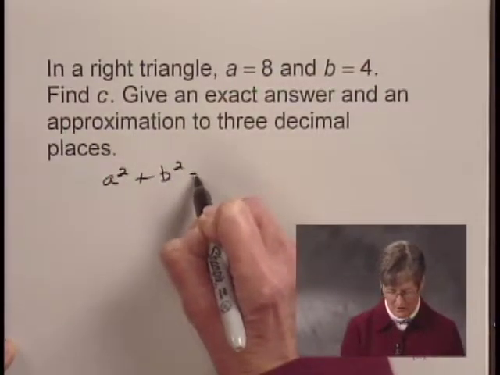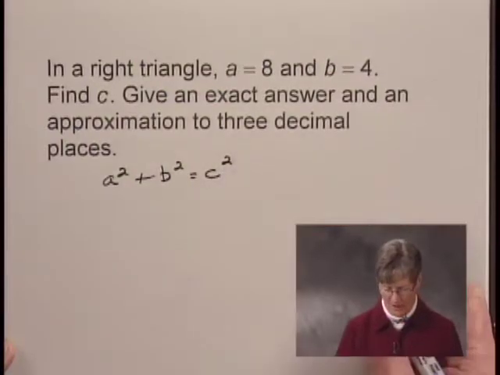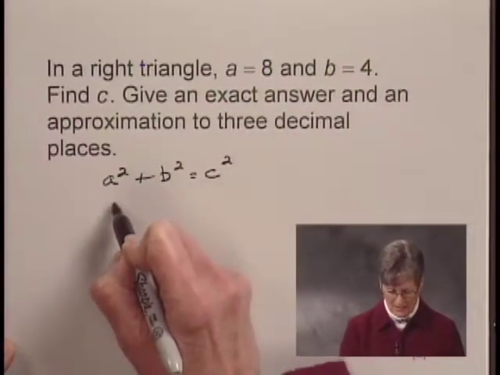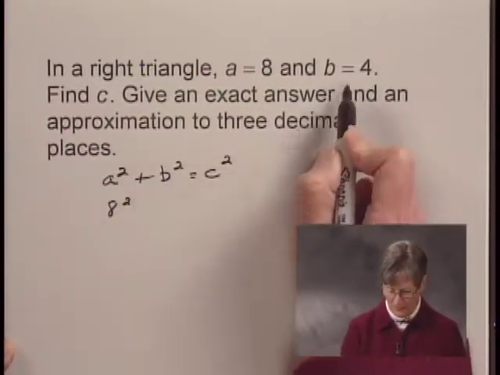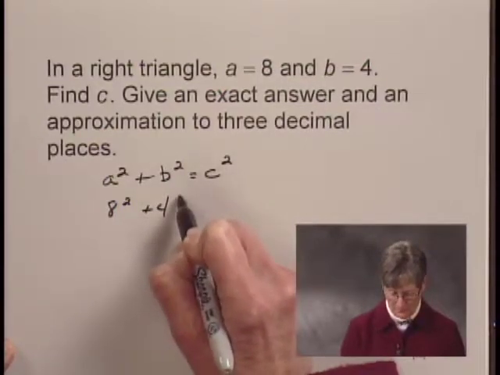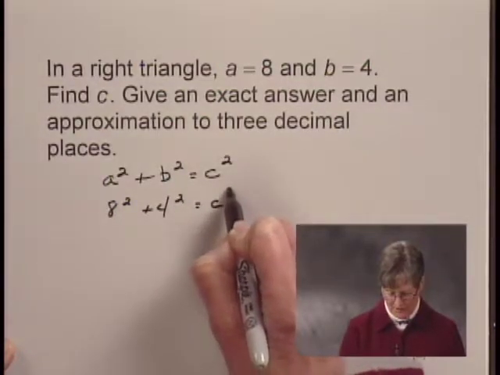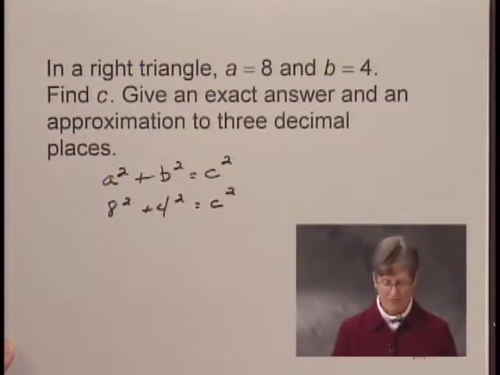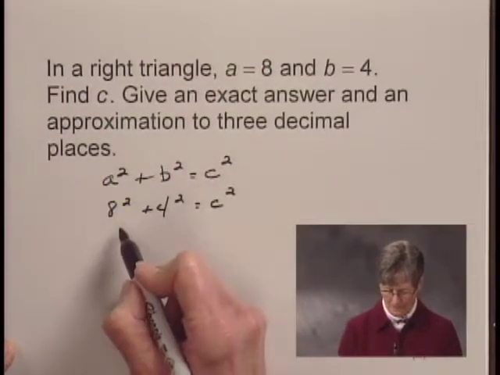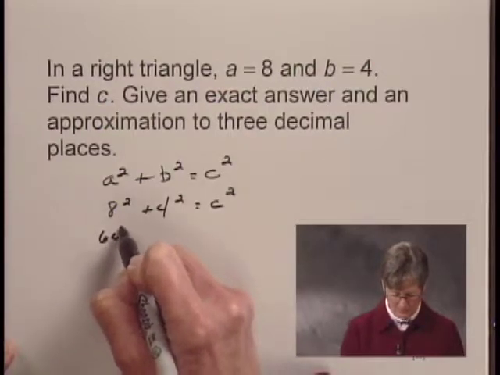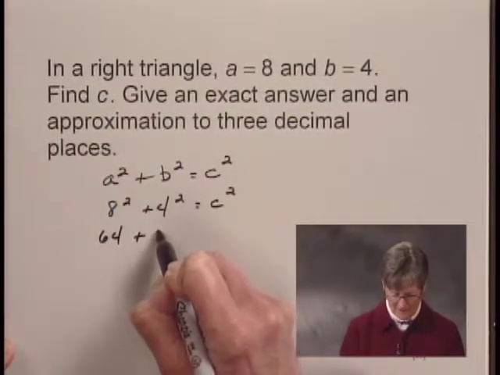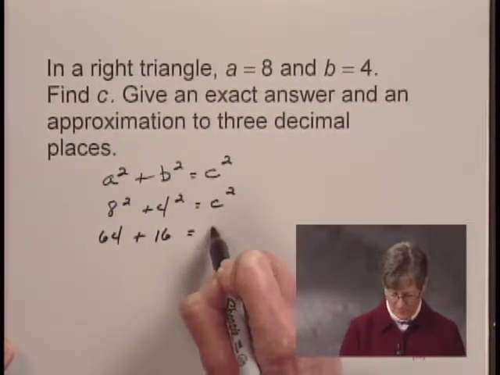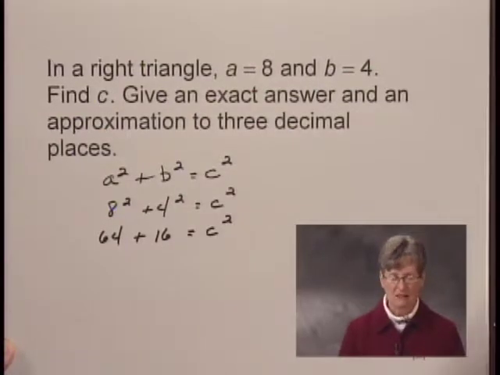plus B squared is equal to C squared. Now, we know that A is 8, and we know that B is 4, and we're looking for C. So we have 8 squared plus 4 squared equals C squared after we make the substitutions. 8 squared is 64, and 4 squared is 16. So we have 64 plus 16 is equal to C squared.